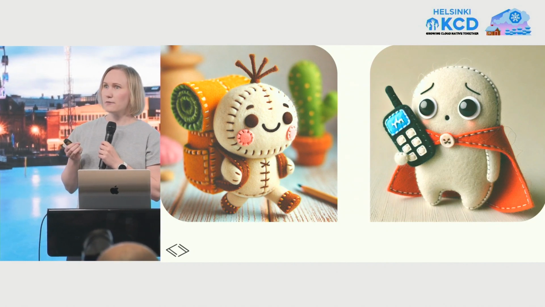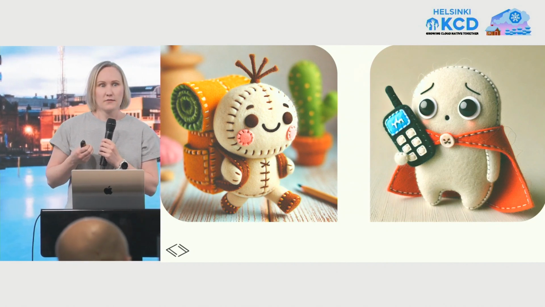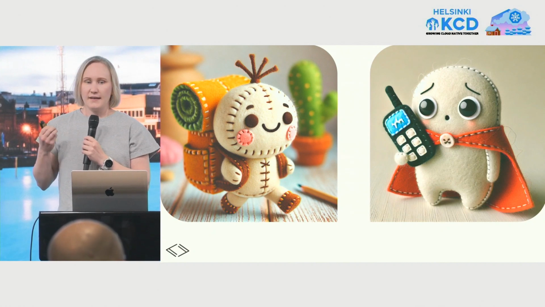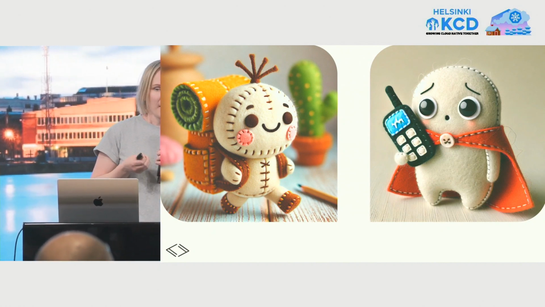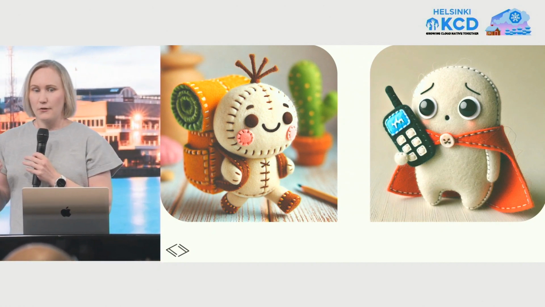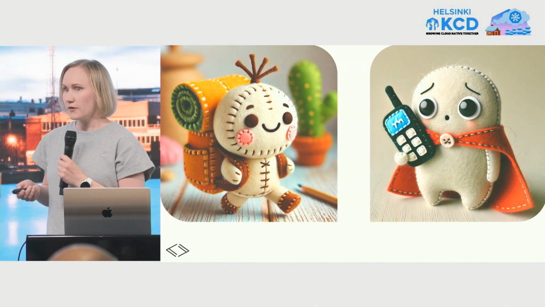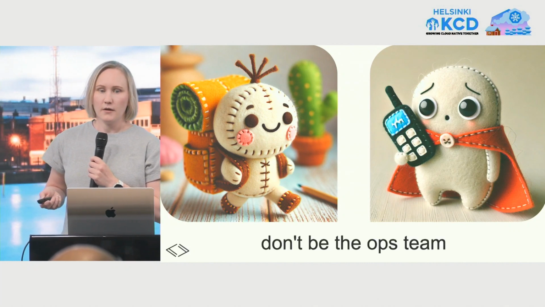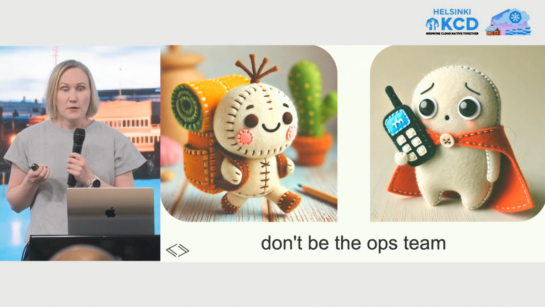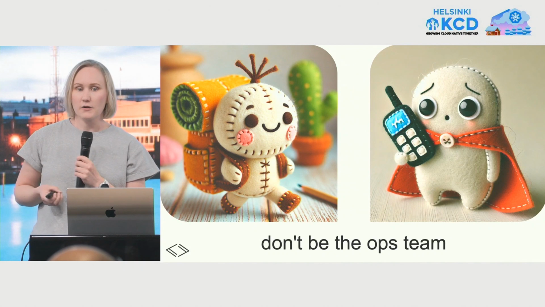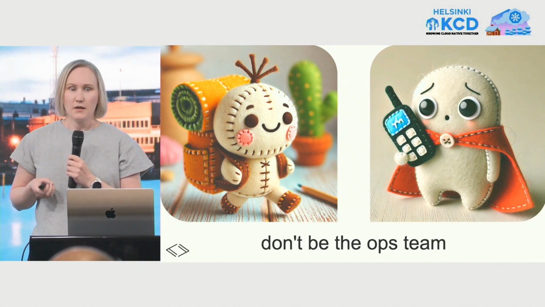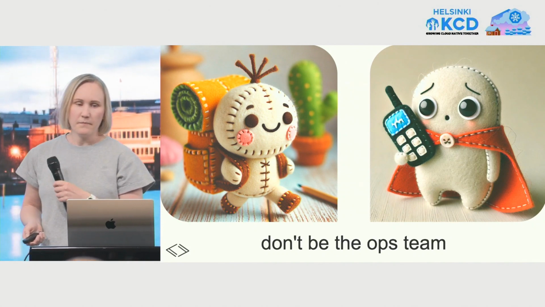And you might hear things such as, "It's faster if I just do it." And this is the first red flag that you have to be on the lookout for. Because if you have to do it, you have the wrong abstraction, and your developers are not empowered. And suddenly, you're the ops team again. But we want empowered, enabled DevOps teams. So don't be the ops team.